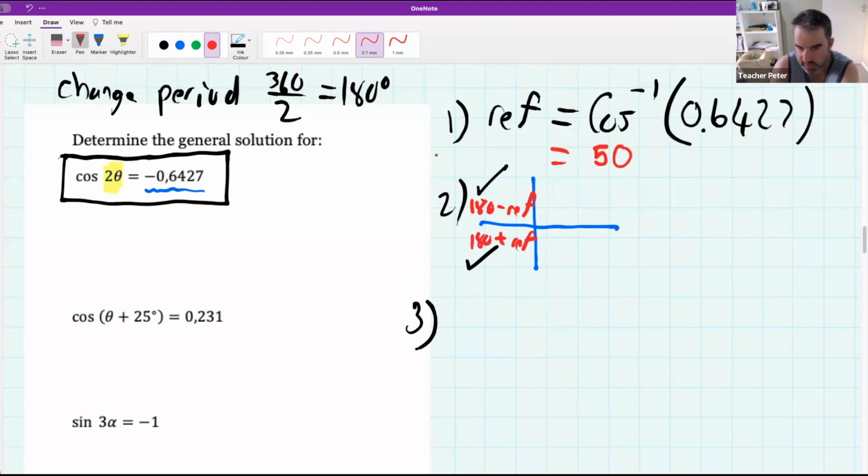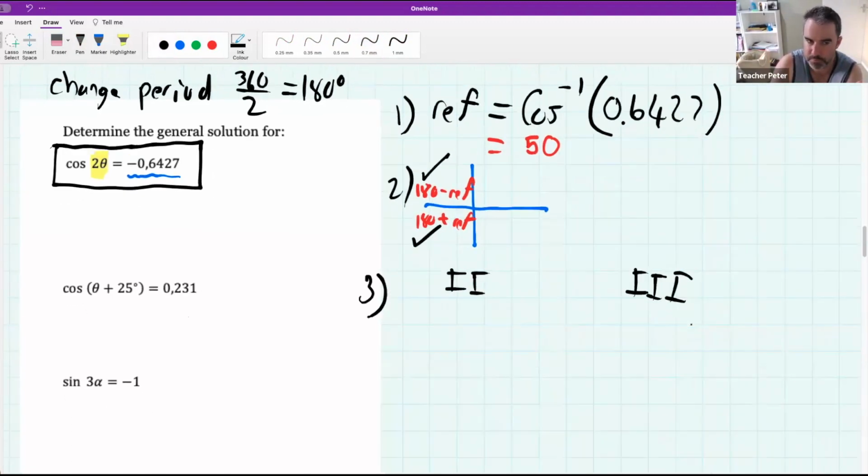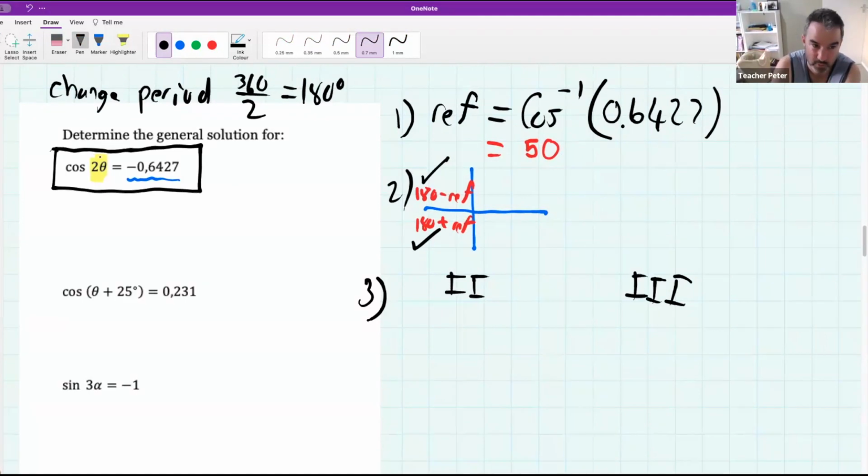But here's the thing. That's perfectly correct. So you need to write down that you will have an answer in quadrant 2 and quadrant 3. So perfectly fine. But we need to deal with this 2 theta. And you know where the 2 theta comes in? It comes in now. So instead of x, normally we write x, now we write 2 theta equals, and we're just basically writing down what is inside the trig ratio.